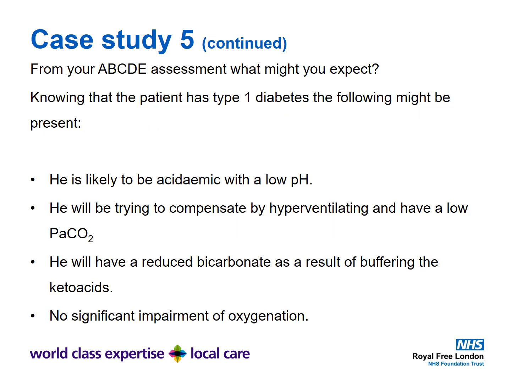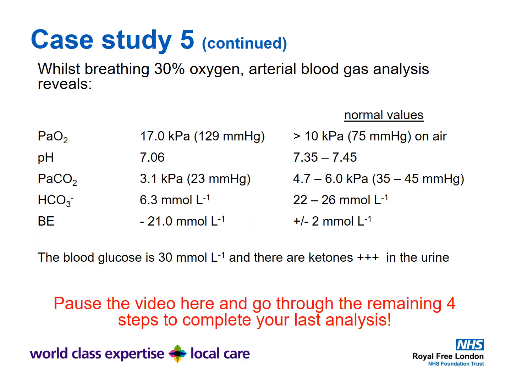So he's got type 1 diabetes, he's likely to be acidotic with a low pH, he will be hyperventilating to try and blow off the acid, therefore he will have a low PaCO2. He will have a reduced bicarbonate as a result of buffering of the keto acids, but no significant impairment of oxygenation. Let's look at his gas. So again, pause the video here, go through the remaining 4 steps to complete your last analysis.